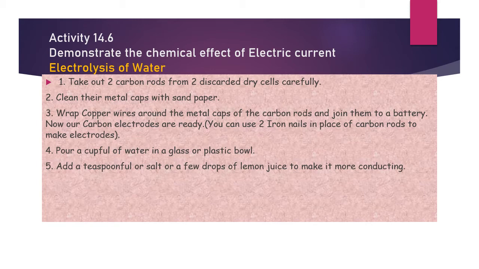Before doing this activity, we have to clean the metal caps of the carbon rods with the help of sandpaper. If you don't have these carbon rods, we can use iron nails instead as cathode and anode. The next step: what is the electrolyte used here? You take a glass or plastic bowl and water. If you take only water, it is not a strong electrolyte as it contains very few ions. So how can we change this water into a good, strong electrolyte? By adding any type of acid solution.